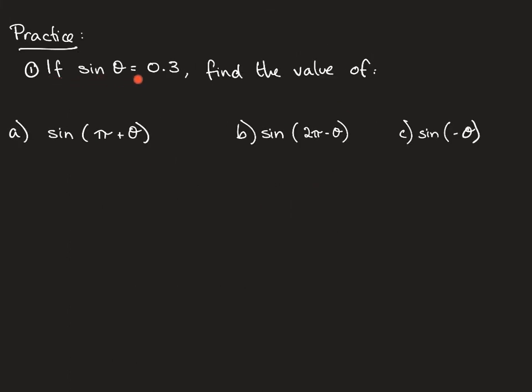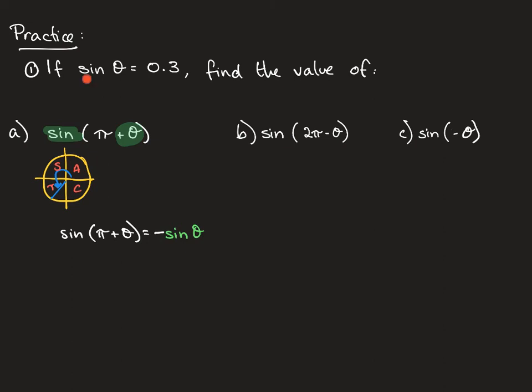So if sine of theta is 0.3, find the value of sine of pi plus theta. So we need to work out, first of all, which quadrant that's in, and pi plus theta puts us in the third quadrant. And in the third quadrant, only tan is positive. And so our answer is going to have a negative sign in front of it. And the value that we get will be exactly the same value as sine of our reference angle, which is sine of theta.